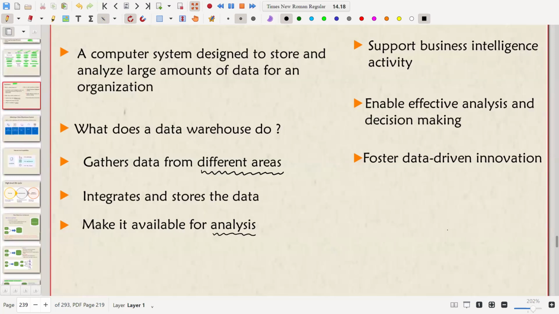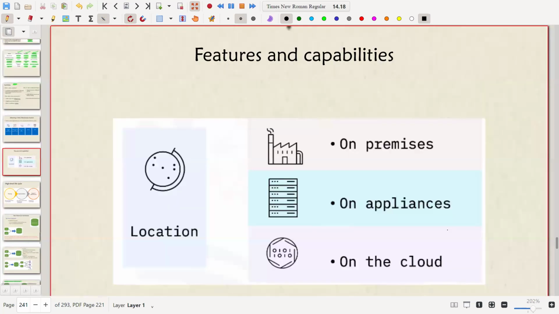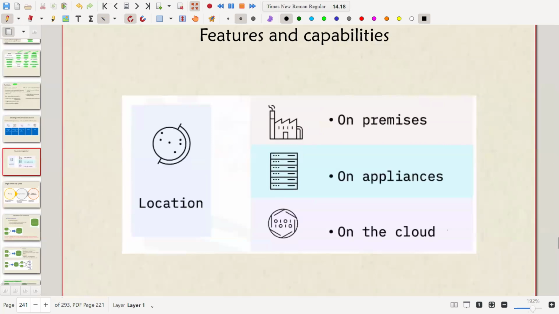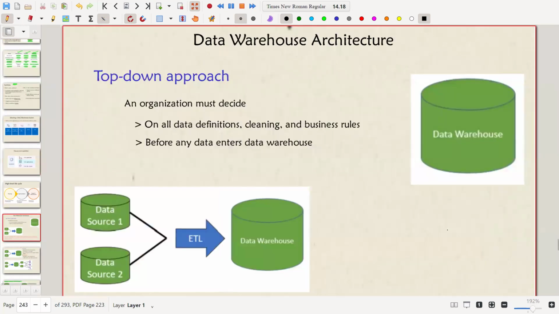Maybe you already know about this. So we saw this one, right? On premises, on appliances, and on cloud, many different kinds, around 10 to 15 different data warehouses we saw last time, with different names. Fine. So maybe we can come to the data warehouse architecture in today's class.